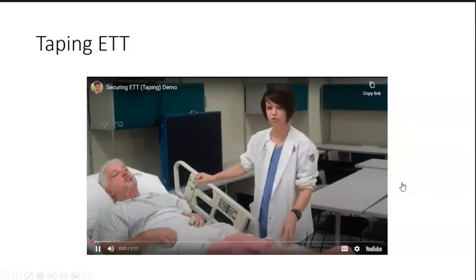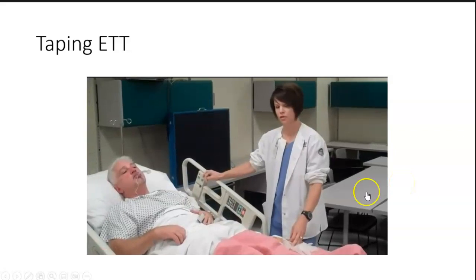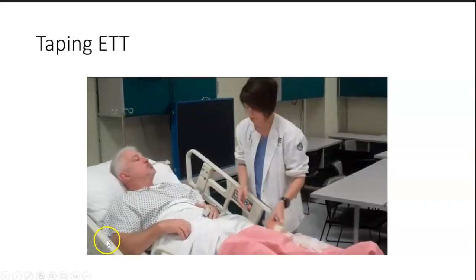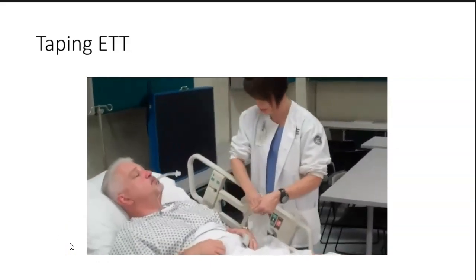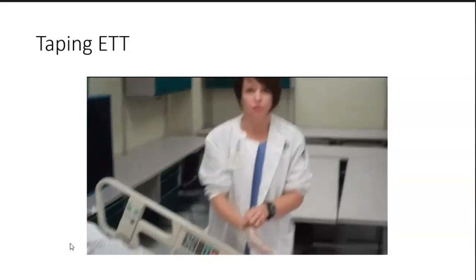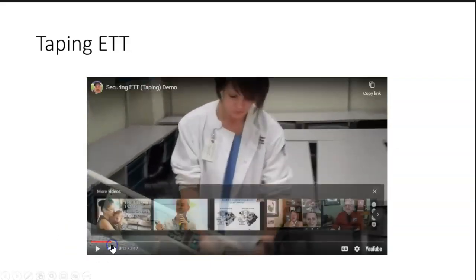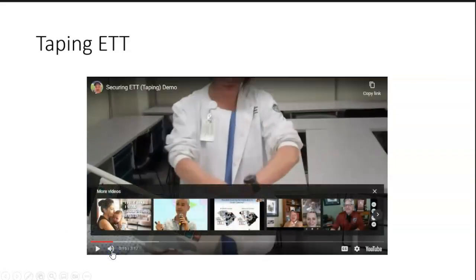This is a demonstration on taping an endotracheal tube. But for Mr. Dunphy, I've got to put some tape around your tube so we can hold it in place. Make sure that you glove up. See if I can make it a little louder. It's very quiet. Gloves on.